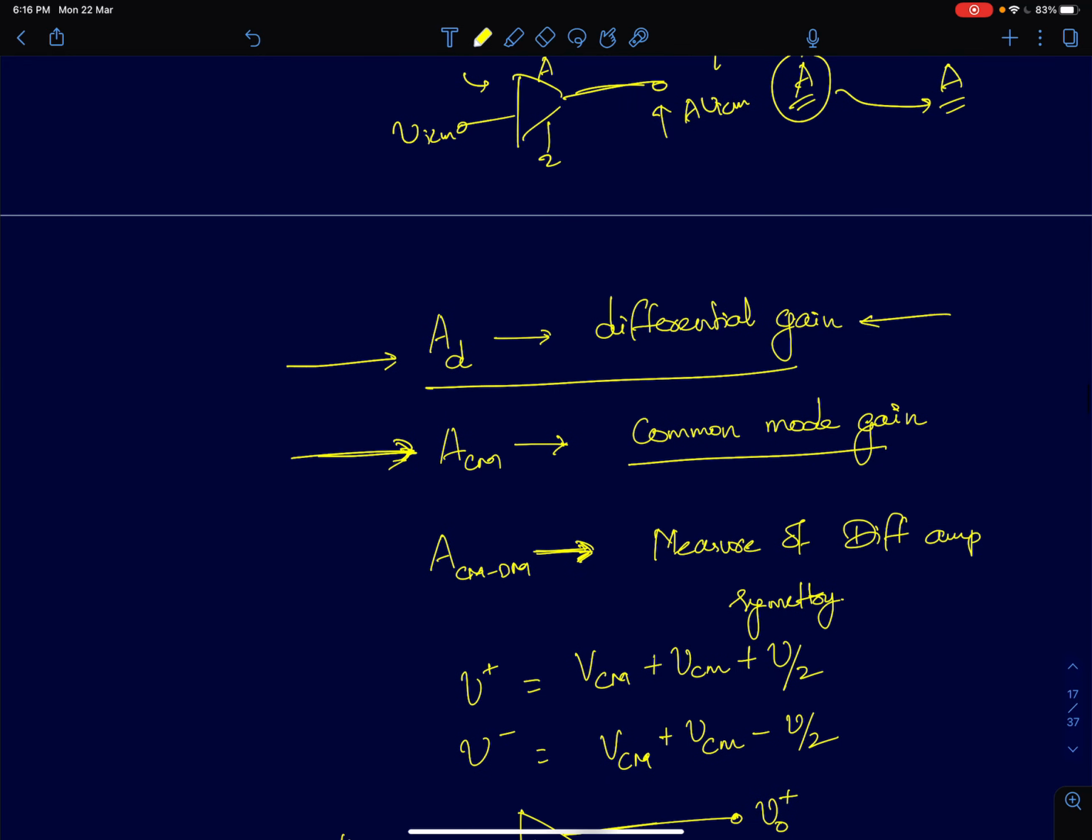And the third and the most important parameter is ACMDM. This is the differential mode gain for common mode inputs. This is important because your circuit should not respond differentially when you apply same inputs at the input terminals. So this also is a measure of how symmetric the circuit is. I'll talk about this in more detail when we start analyzing these parameters.